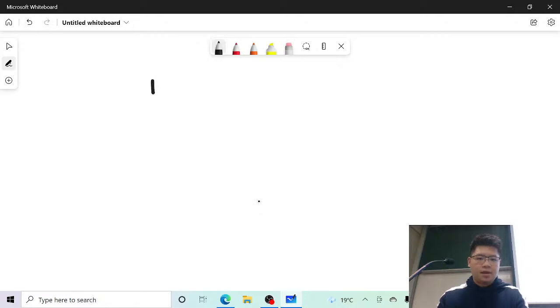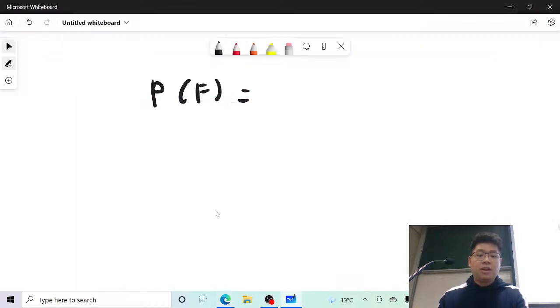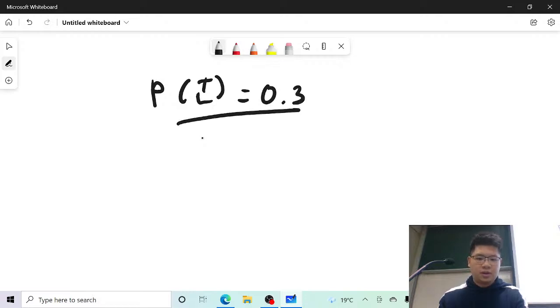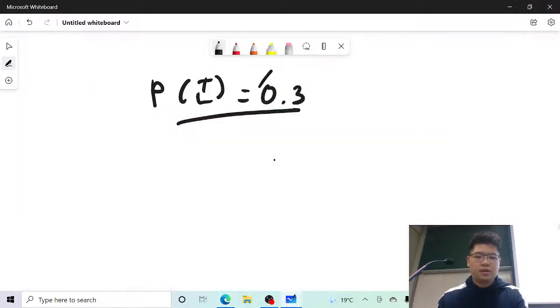Okay. So the first bit of information is the probability that you'd get immunized. So the first one is probability of immunized. The probability of you being immunized is 0.3. That's the first bit of information that you're given. The second information that you're given is 0.2.